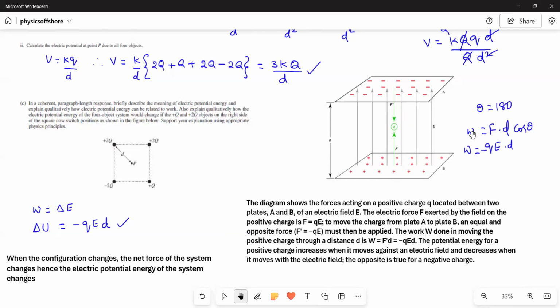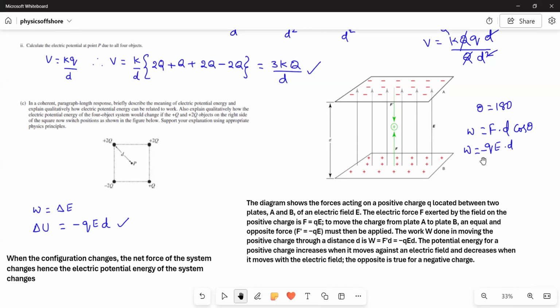Now we know work done is equal to force dot displacement and cos theta. W is equal to F D cos theta. And then F is equal to QE, and then D is D, and then cos theta is 180 degrees because the net force is acting in this direction, and I am trying to push the positive charge towards the other direction, opposite to the direction of the force. Therefore, theta is equal to 180 degrees, or W is equal to negative QED. And this is nothing but electrostatic potential energy.